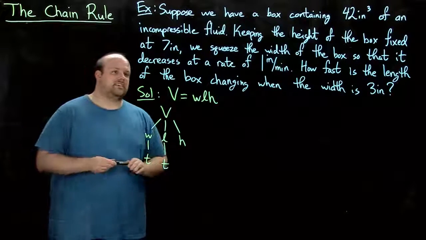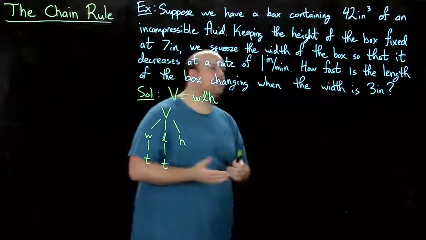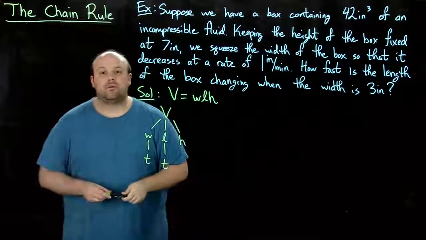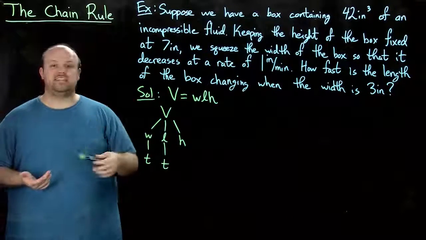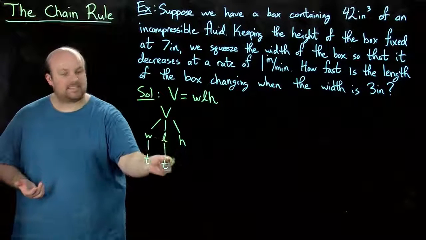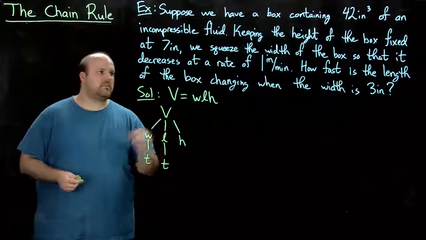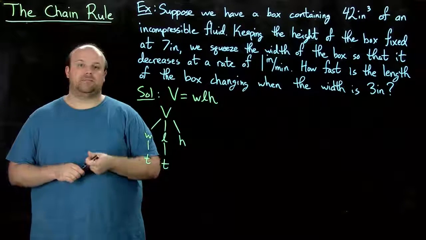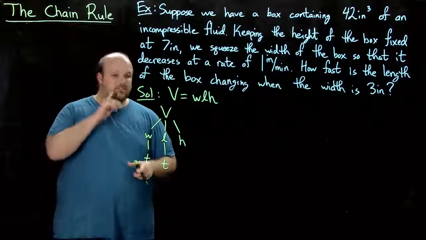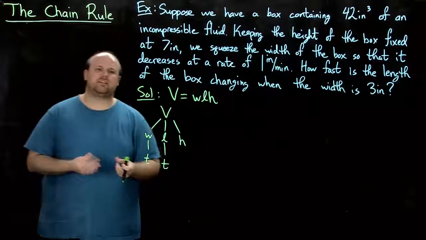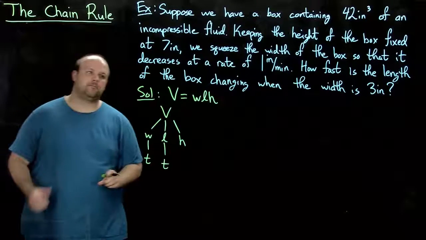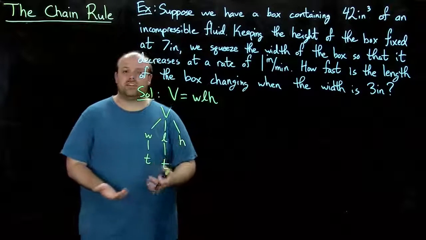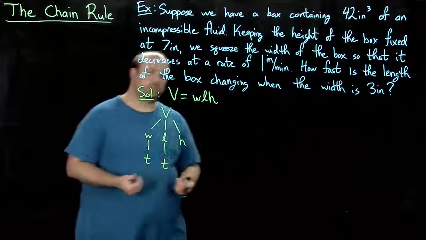So what are we asking in the question? We're asking how fast is the length changing when the width is 3 inches? So what we're trying to ask is, what is dl/dt when the width is 3 inches? Right, so we actually know all the other variables as well. All right, so let's begin by trying to figure out what is dl/dt. Well, so we can take dV/dt, and using the chain rule, we can get our hands on dl/dt.